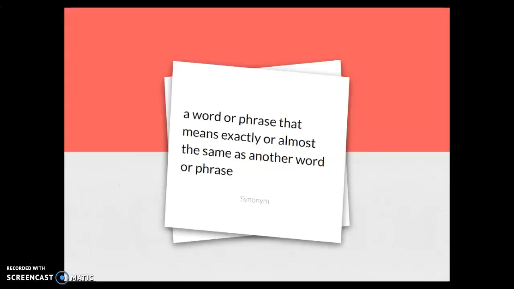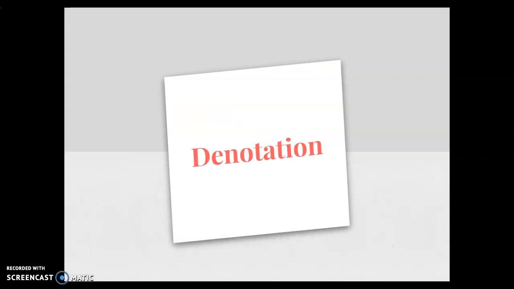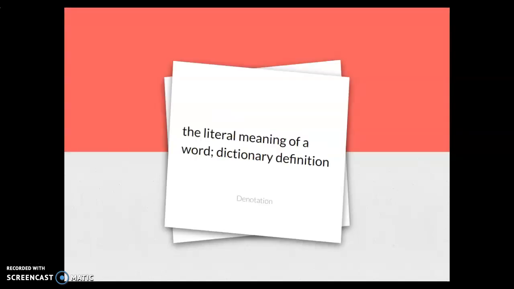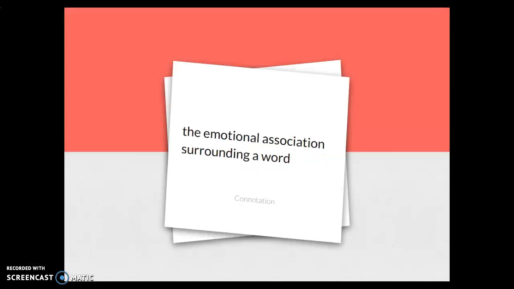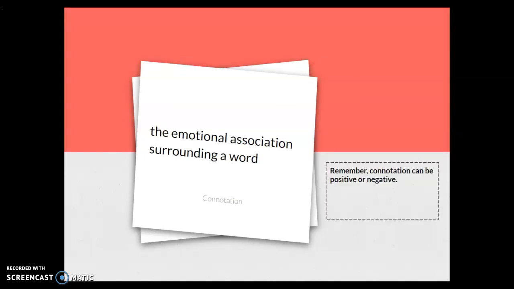A synonym is a word or phrase that means exactly or almost the same as another word or phrase. Now, denotation is the literal meaning. If you were to go to dictionary.com or open up a dictionary, this is the dictionary definition. So if we talk about a home or a house or a residence, that's a building that is lived in. Now, when we move on to connotation, however, that's the emotional association surrounding a word. So connotation can be positive or negative.